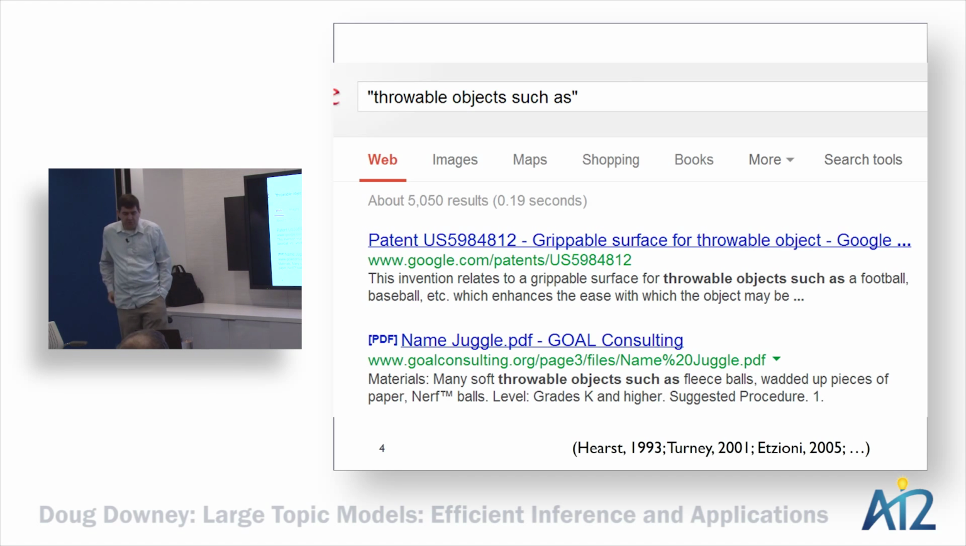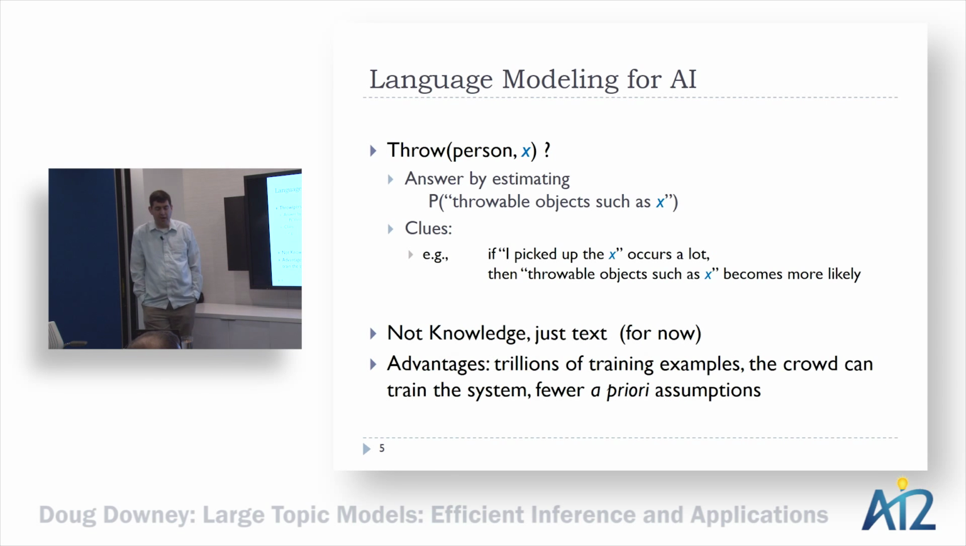Okay, but hundreds of things that can be thrown is actually a vanishingly small fraction of all things that can be thrown. In truth, there are millions of throwable objects. And this approach, while it's surprising that it yields hundreds of throwable things, it certainly doesn't yield all of them. So a lot of the work that we're doing in my lab focuses on trying to push this strategy further by getting better estimates of what X's are likely to occur in phrases like "throwable objects such as X," were the web to increase, say, 100-fold in size.